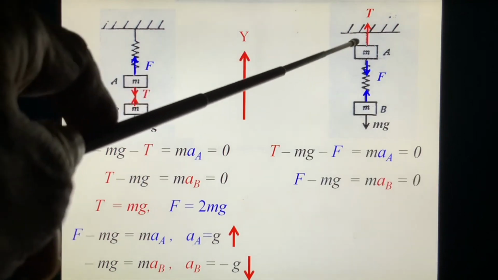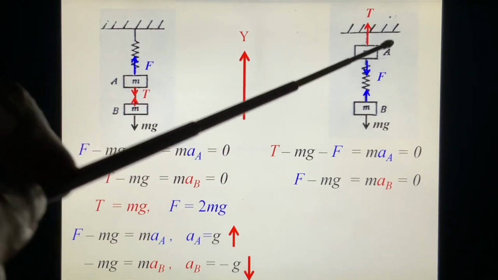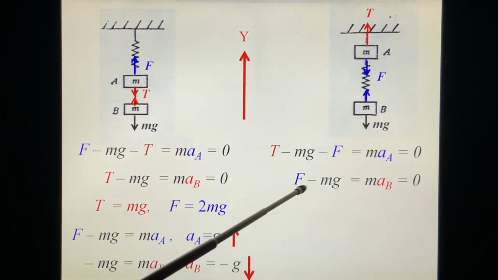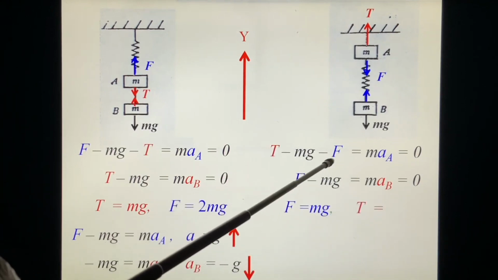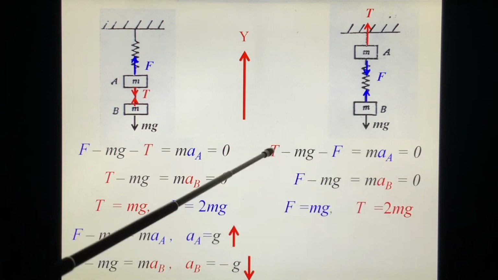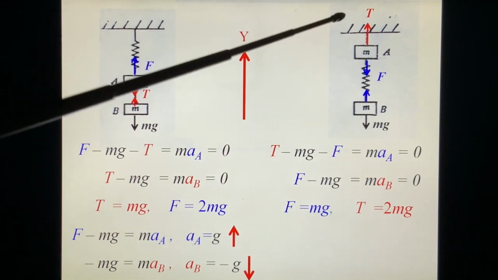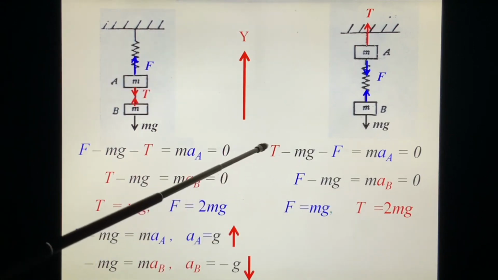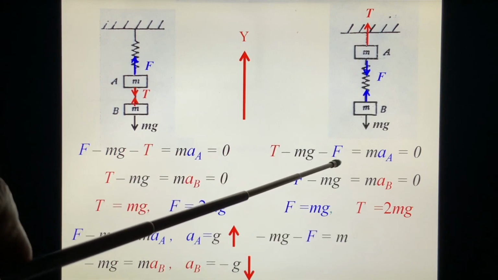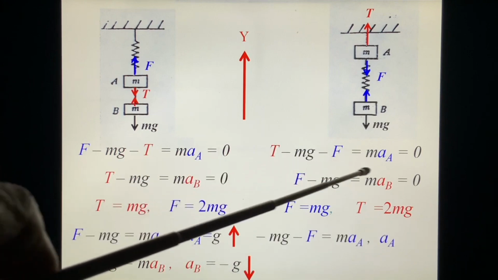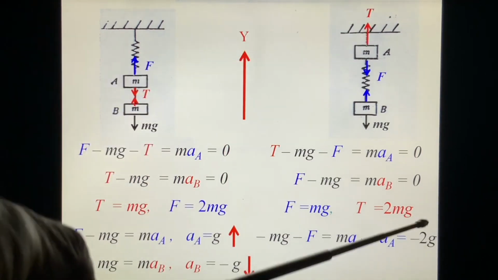Now, we burn off the cord. T instantly becomes 0. Before we burn off, F equals mg. T minus mg equals 0, T equals 2mg. It's different from this case. And when we burn off the cord, T becomes 0 instantly. So this is minus mg minus 2mg, so aA equals minus 2g, going down.